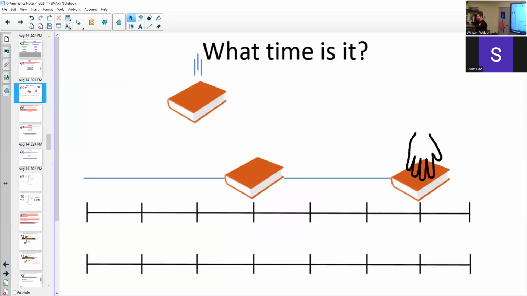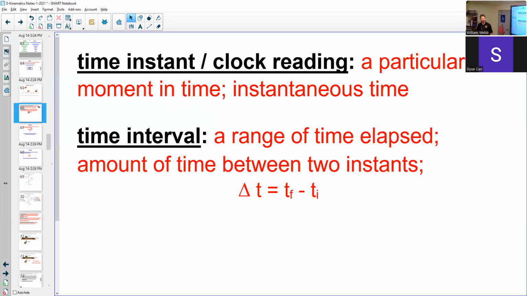Now, when we think about time and we're measuring it in lab, we have to think about two types of measurements. We might need to know how much time passed from when I dropped the book until it hit the table, or we might need to know what time it was when it hit the table. Those would be two different measurements, right? We might need to know how long it took me to move the book from here to there, or we might need to just know what time it was when the book was in this position. So there are two ways we measure and think about time.